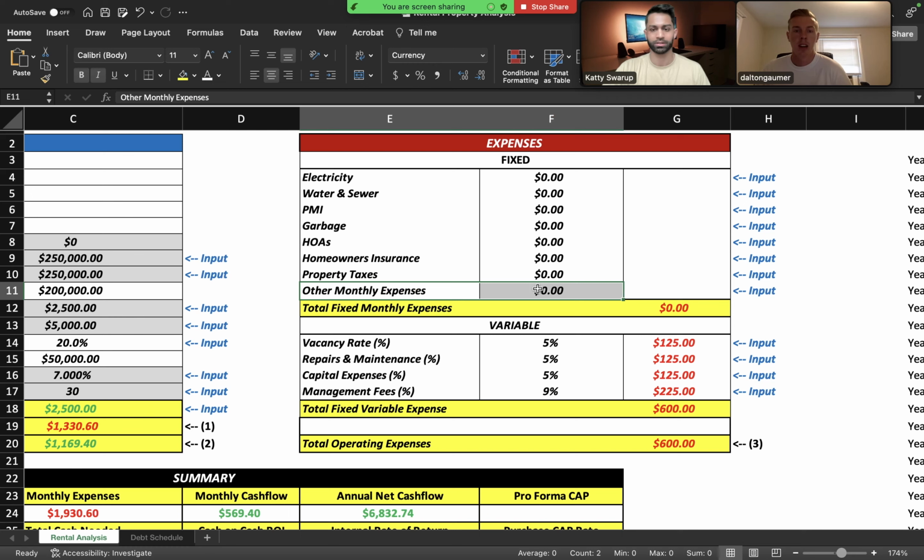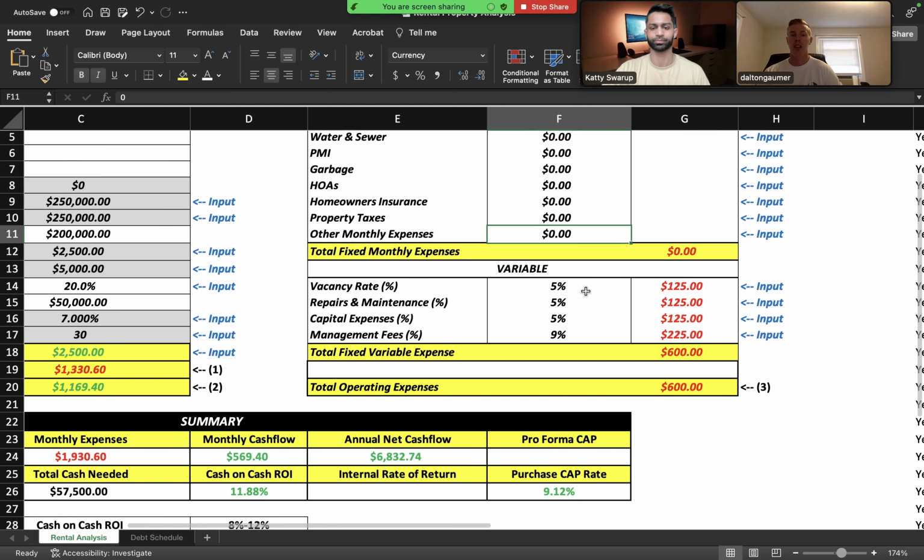Perfect. And then other monthly expenses, this could be anything that you find throughout your loan that you might have to pay for those tenants, whatever it may be. If it's heating and cooling, say that's something you're going to cover in your lease, that's something you can add in there as a random monthly expense that could be variable.